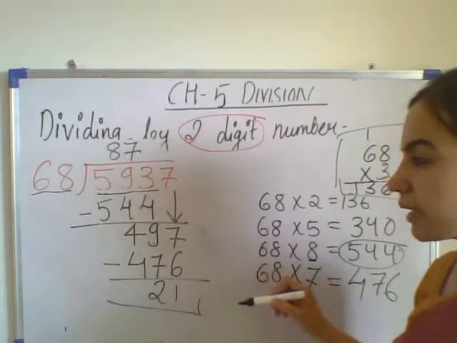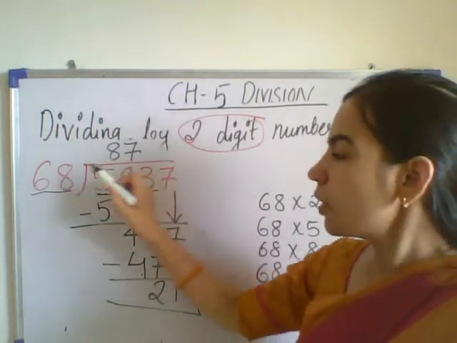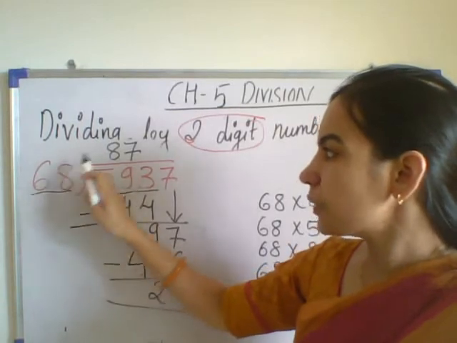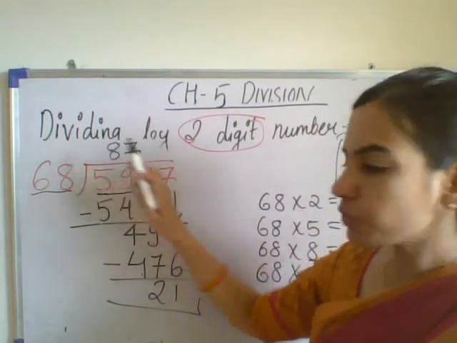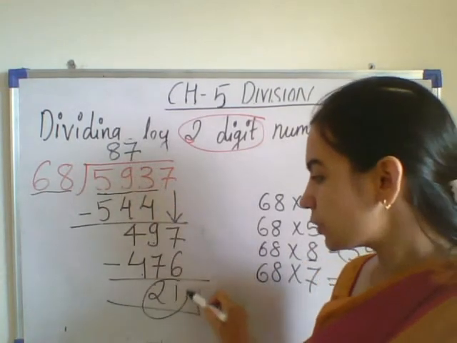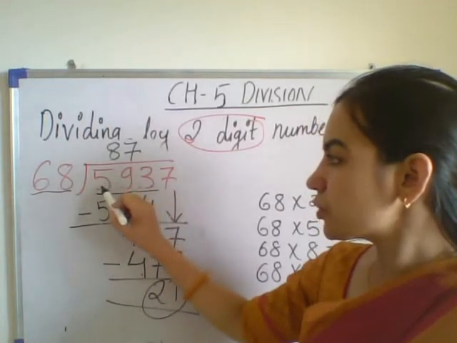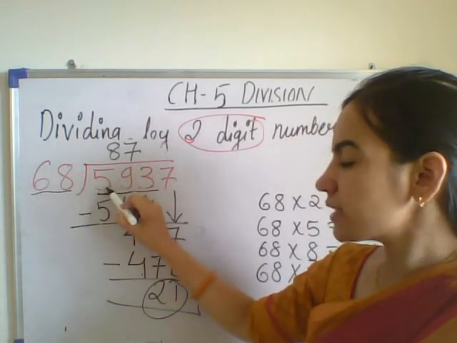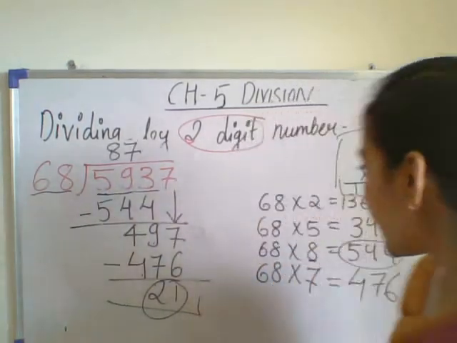Then how will I be checking my division? The checking method is the same. You have to multiply 68 by 87. The answer that you get, you have to add 21 to it. Then the number you get should be equal to your dividend, that is 5937. So let us do it.